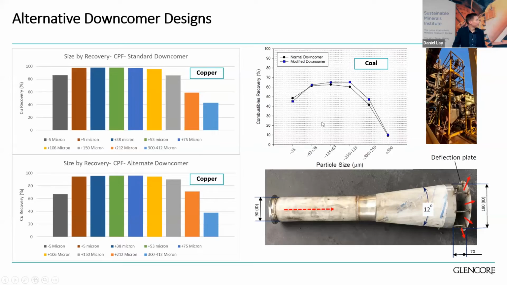However, it could be argued that you do lose some of the fines performance in doing this. This is an area of ongoing research. There's certainly a lot of optimization we can do with this Downcomer, and that's something that we're busy with at the moment.